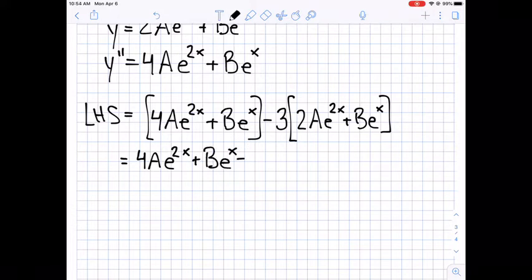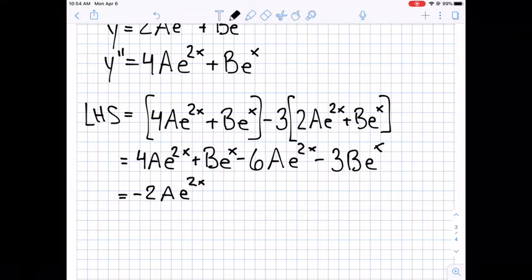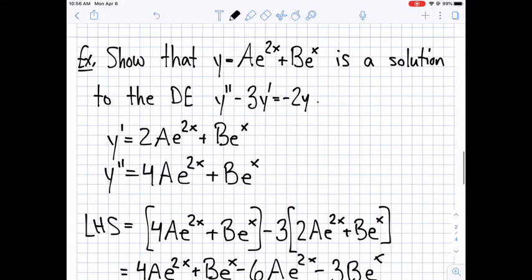So we get minus 6 times a e to the 2x minus 3b e to the x. And now collecting similar terms here, we end up with 4a minus 6a, we get negative 2a e to the 2x. And we have b e to the x minus 3b e to the x, which is going to be minus 2b e to the x.